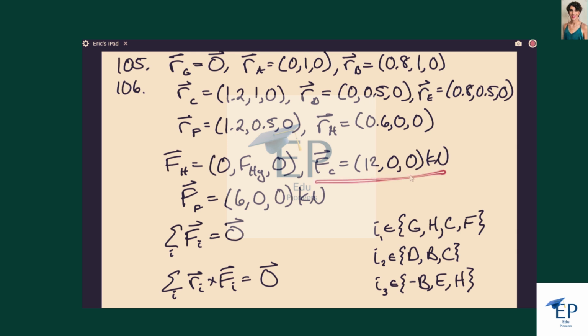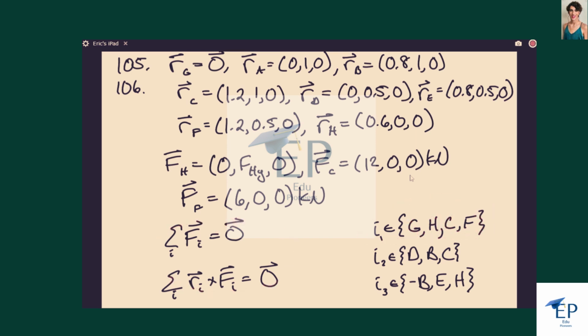We have two external loads acting in the horizontal direction. In problem 106, we're just asked to set this one to 0. So again, force and moment balances, and we need to do them on three different substructures or the whole structure together. So I looked at the whole structure together. So that involves forces at G, H, C, and F. So those are the two external loads and the constraint reactions. So that'll give us 3 equations from these.